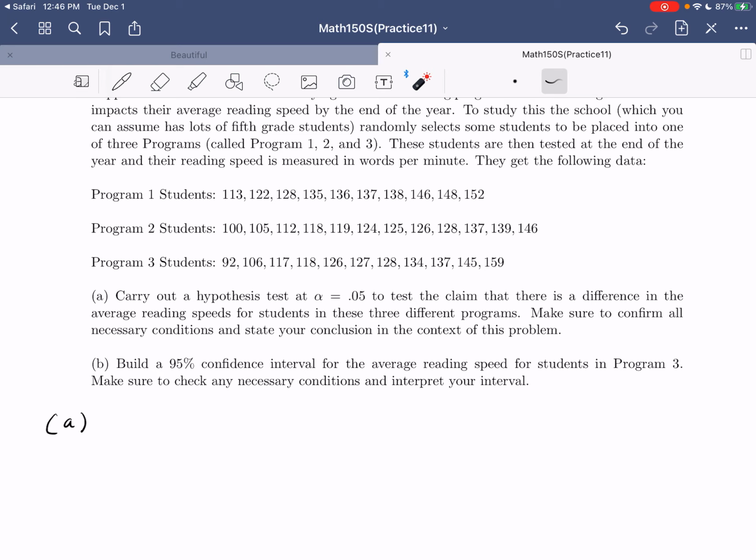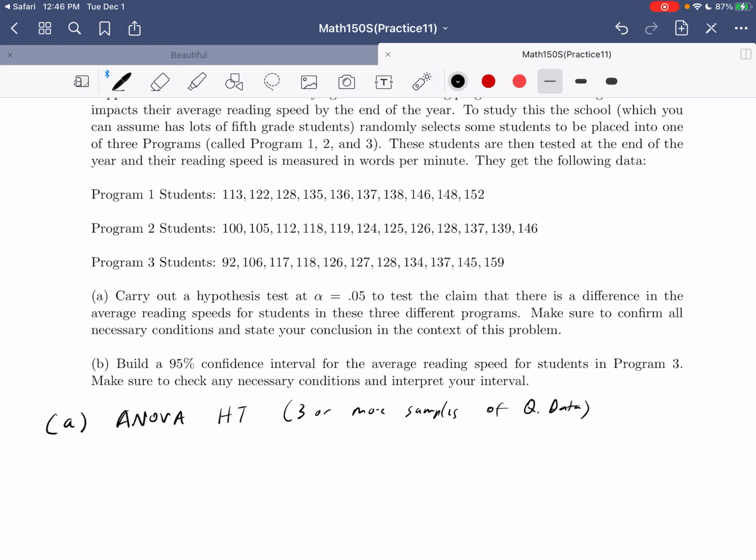Well, how many sets of data do we have here? Well, we've got 1, 2, 3 programs. So that means it's not a 1 sample, it's not a 2 sample, and it's not matched pairs. It has to be ANOVA because we have 3 or more samples of quantitative data. So this is going to be an ANOVA hypothesis test. Remember, that's 3 or more samples of quantitative data. So we know that this is going to be an ANOVA hypothesis test.